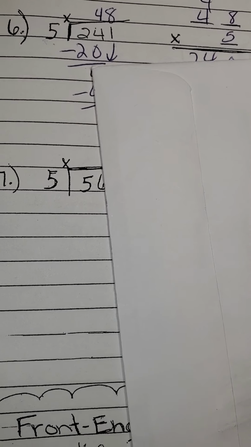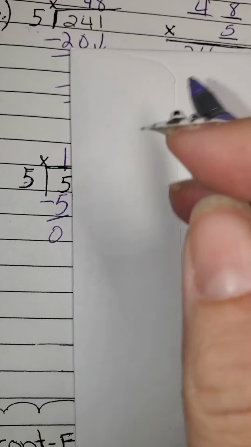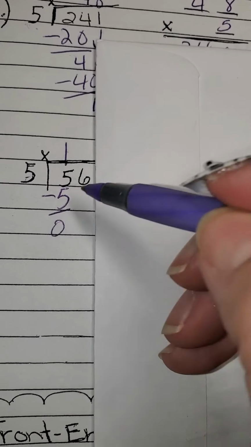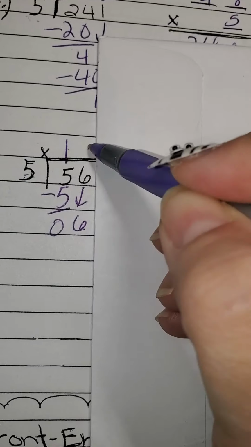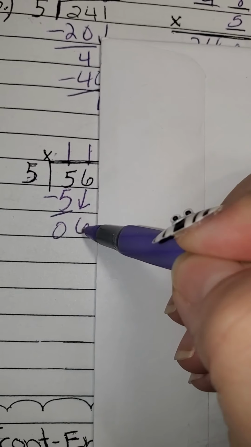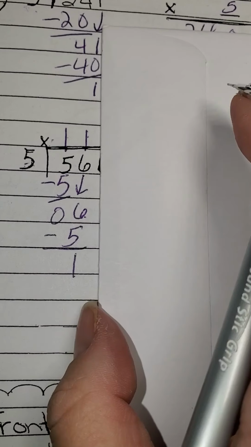Okay, 5. That's big enough to have a 5 in it. How many? What times 5 is close to 5? 1. 1 times 5 is 5. Difference of 0. Scoot it over. Drop it down. What times 5 is close to 6 but not too big? 1. 1 times 5 is 5. Difference of 1. Still not done.